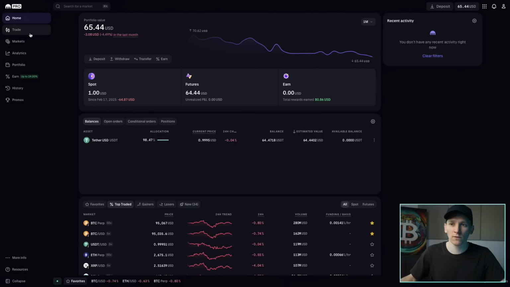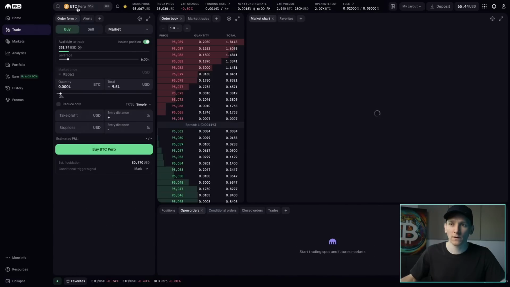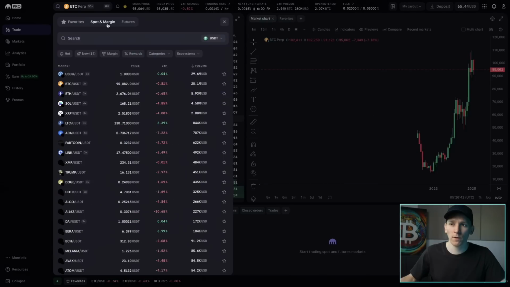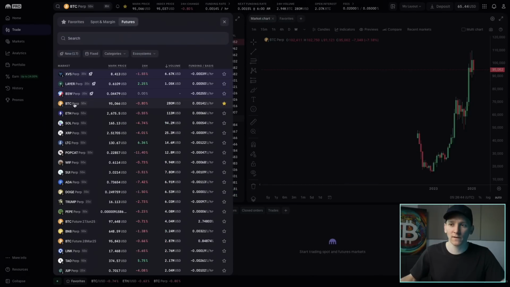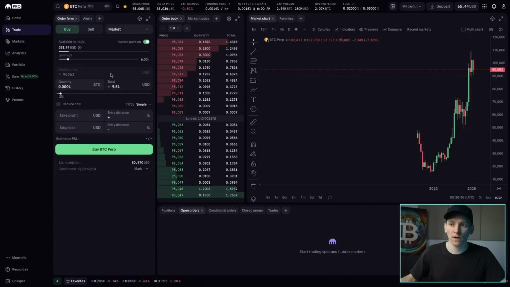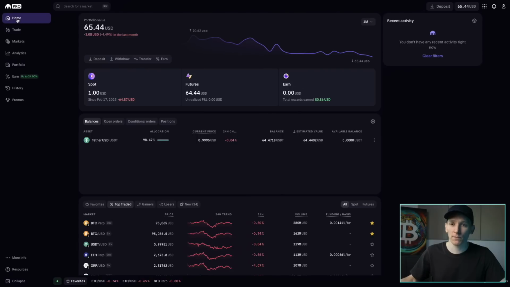So if you don't have this, go to trade, and then top left, click the currency pair, go to spot and margin and futures, click one of these, and then I had a box here that was terms and conditions that I had to accept. So I accepted that and I can trade. Now in some regions and for some users, this may not be available. So you have to check if you can actually trade futures where you are and your account type as well.